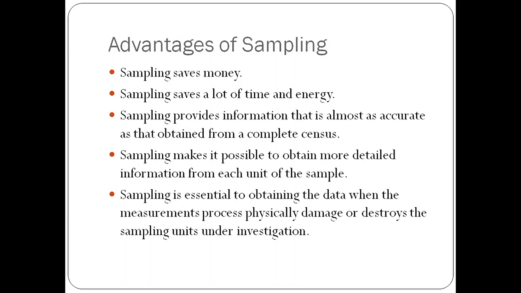If a company is manufacturing tube lights, you have seen that on the tube lights it is written that up to such and such volts this tube light can work. So if you give it more volts or fewer volts, it will be physically damaged. Or you have some bulb and you are applying some test on it, it can be damaged. So in that case, where physical damage is concerned, sampling is the only way to obtain the data or the information.